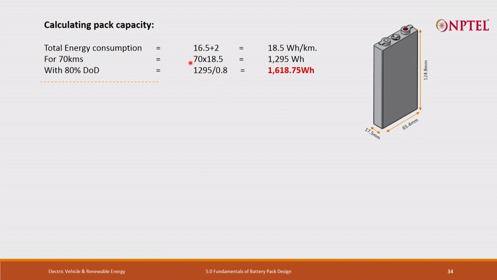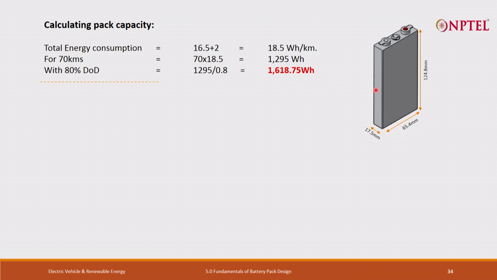So, if you see, our total energy consumption per kilometer is 16.5 plus 2, that is 18.5 watt-hour per kilometer. For 70 kilometers, multiply with 70, you get 1295 watt-hour with 80% DOD. So, you have to divide by 0.8. So, my pack capacity should be 1618.75 watt-hour. That is my pack capacity, it's supposed to be.